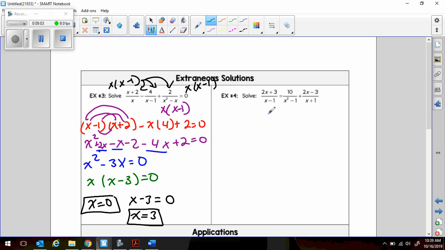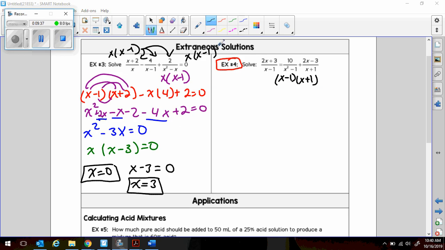I'm not going to do this one for you. I want you guys to do this. But I'm going to tell you that this is in the form of a squared minus b squared, so it's a plus b, a minus b. So I'm actually going to factor it for you. It's going to be x minus 1, x plus 1. And this is the least common denominator. You're going to multiply these two binomials together, multiply this by every single term, and things will cancel. Okay, so I want you guys to go ahead and try example 4.